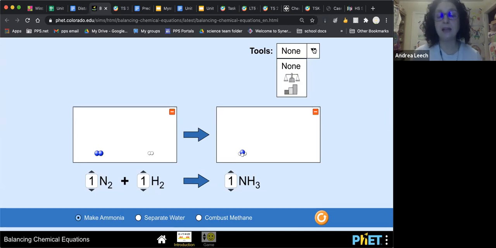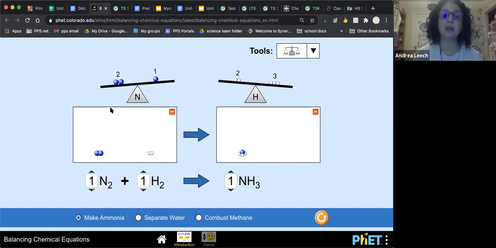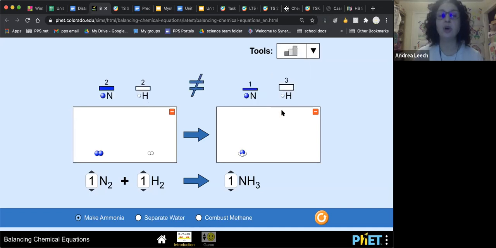Now you can add some different tools that help along with that. So you can add these scales and say, oh, look, I have 2 N's on this side and 1 N on the other side. So this is saying how many N's or H's I have on either side of the equation. If people find that confusing, you can also do this version to give them a better sense of what's balanced. And as you add things to it to get it balanced, you can see that it'll show you when the equation is balanced to give them a little practice on what those look like.